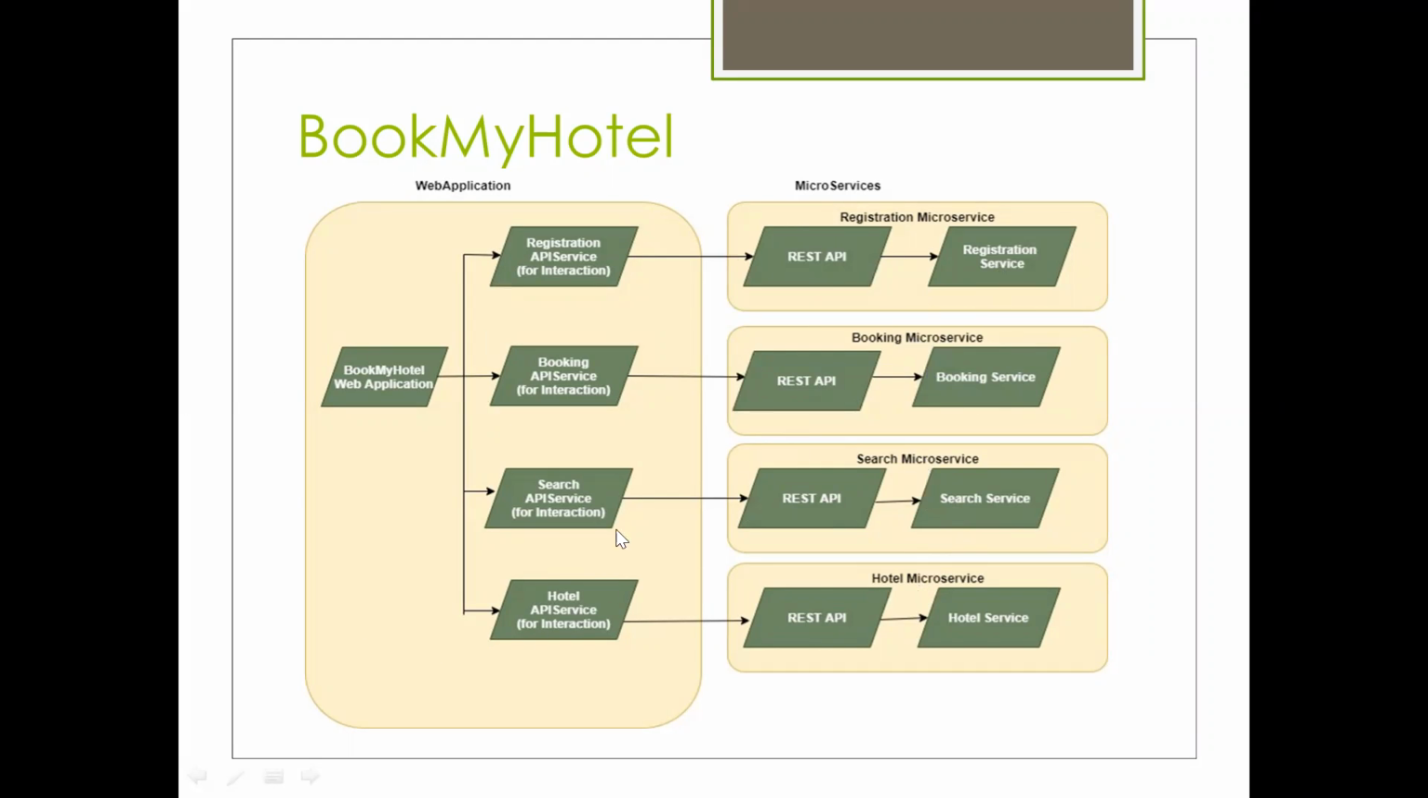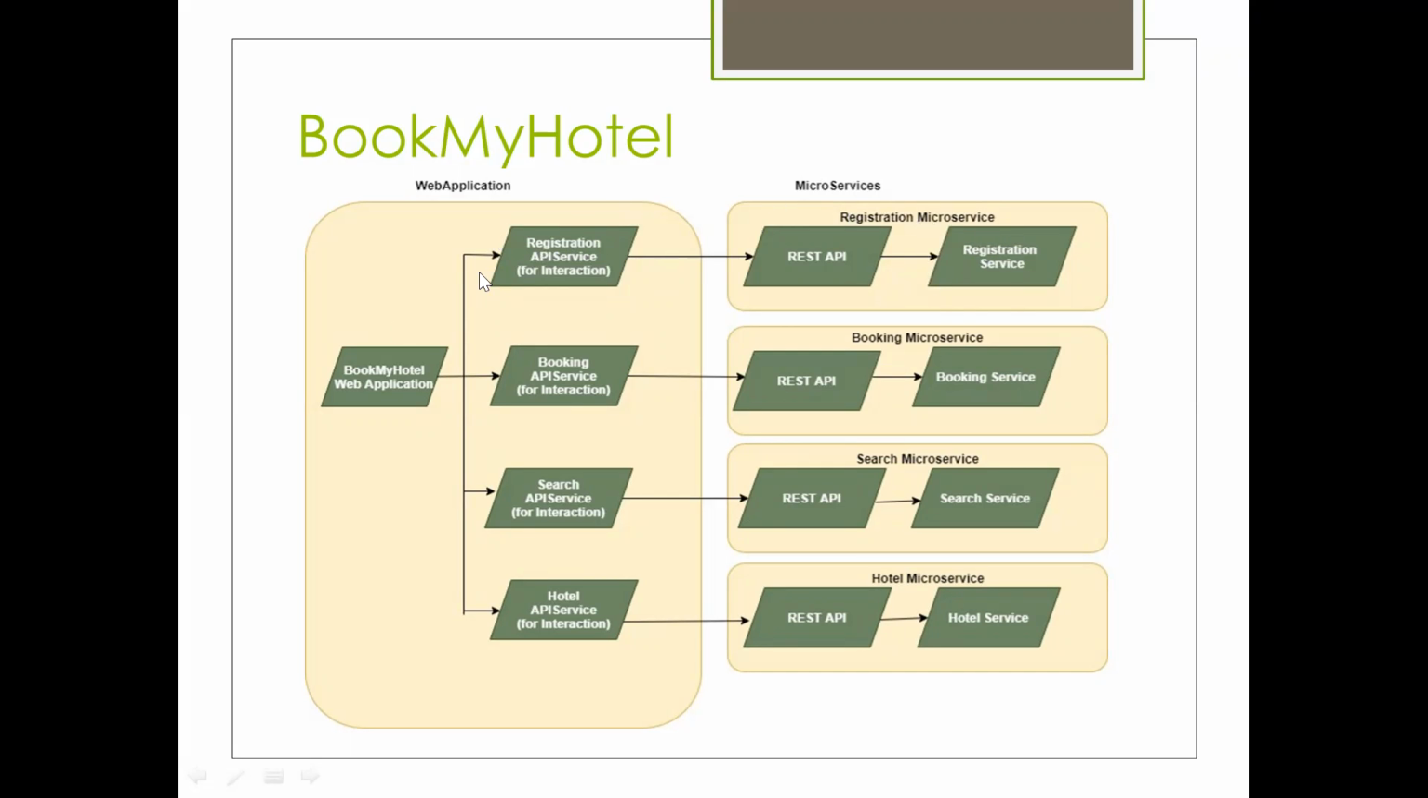Now let's look into web application. Now this web application no longer has the service and DAO classes. They are available in the microservices. So instead of that, I'm going to write other service classes and I'm going to give it the term of API service. So this API service is going to interact with the REST API so as to get the details or add the details using this registration service.